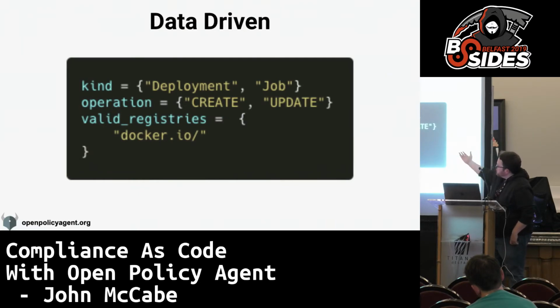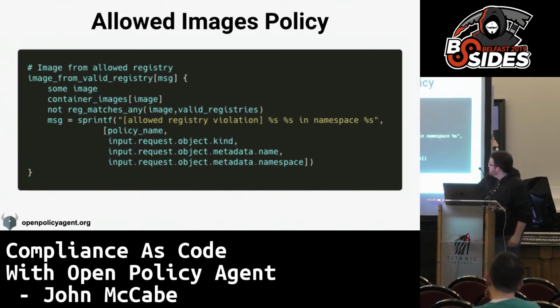So you can make this data-driven, which opens up the ability to separate things. You could have policy in one repo and the data that drives policy in another. So here we're just saying, deployment and job, create and update, and you're only allowed to pull from Docker. And then for the allowed images, we're setting up the image variable. Container images is one of the nice things that we have. We're running this rule, container images, and it's returning us a set of images. Okay, so you can imagine we now have multiple images through that.